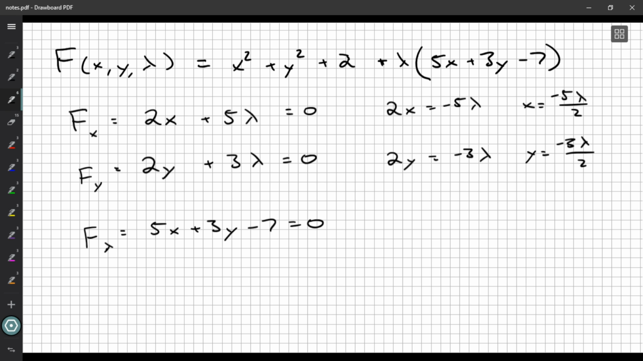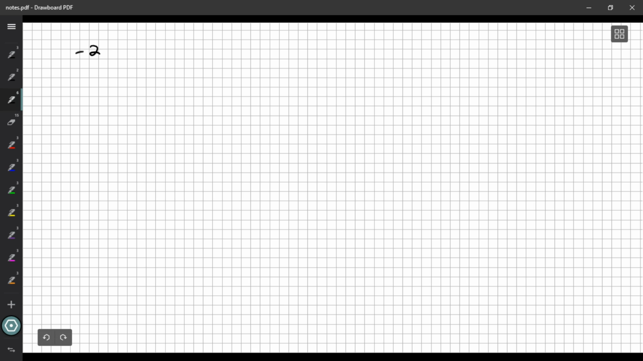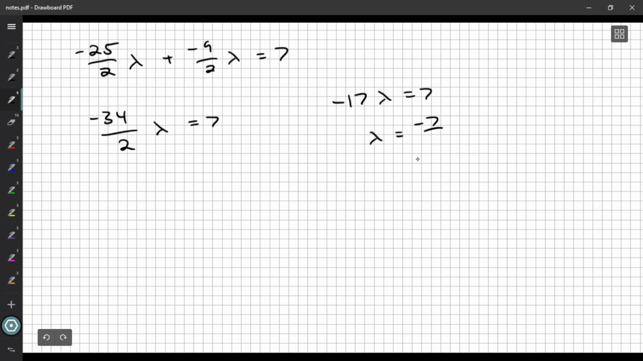All right. Now we can take those and plug them into our constraint expression. So 5 times negative 5 lambda over 2 plus 3 times negative 3 lambda over 2 minus 7 is equal to 0. We can clean that up a little bit. Negative 25 over 2 lambda plus negative 9 over 2 lambda needs to be equal to 7. So we can change that to negative 34 over 2 lambda is equal to 7, or negative 17 lambda is equal to 7. Lambda is negative 7 over 17.